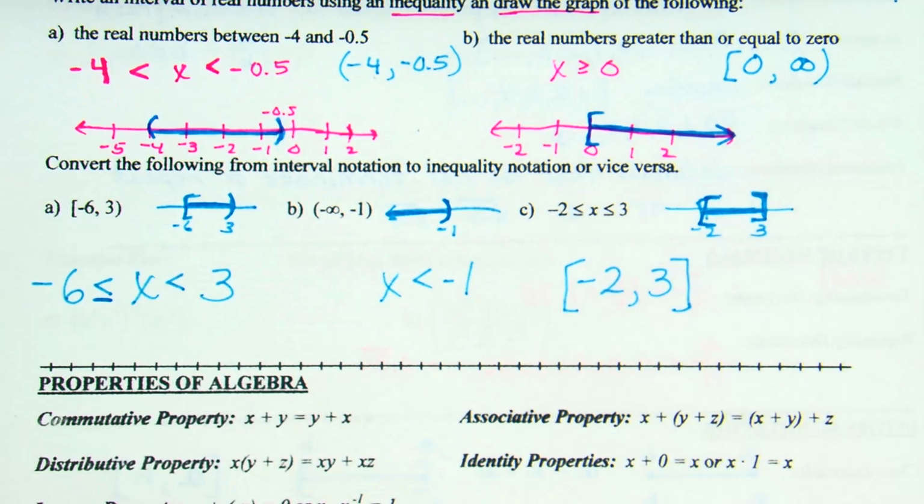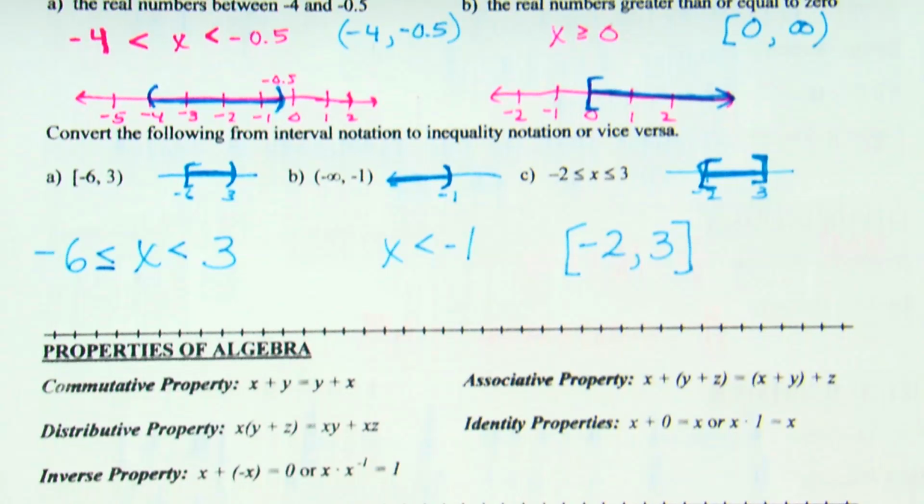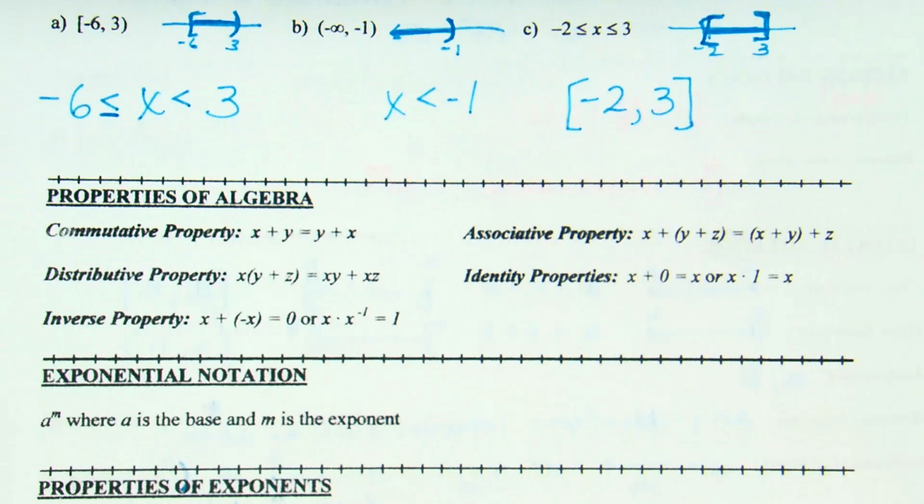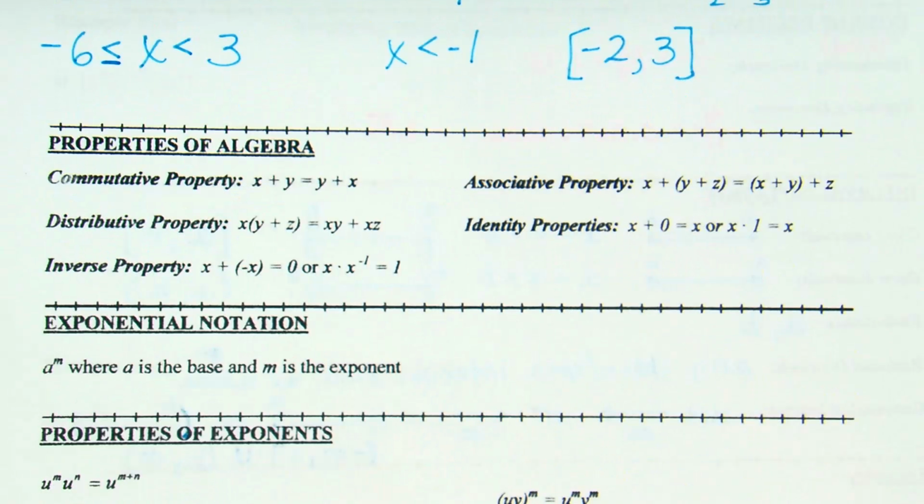The next section basically lists properties of algebra. You have been using a lot of these properties, honestly, some of them since elementary. You use them, whether you remember them by name, I don't know, but you've seen all these names. So commutative property, x plus y equals y plus x, that just means that 2 plus 3 is the same as 3 plus 2. That works for addition. That also works for multiplication.